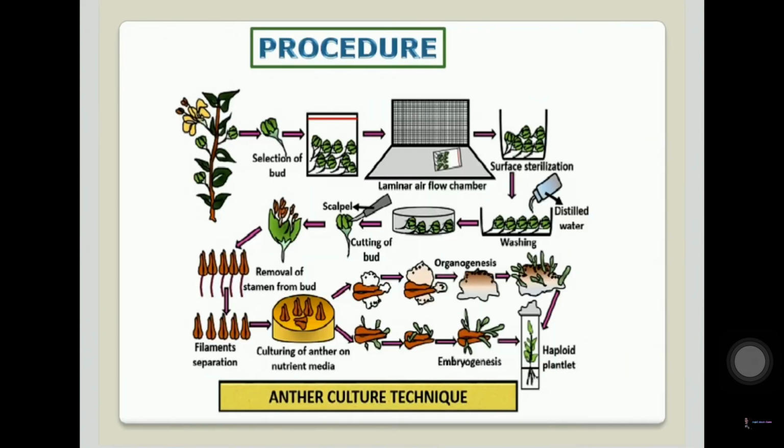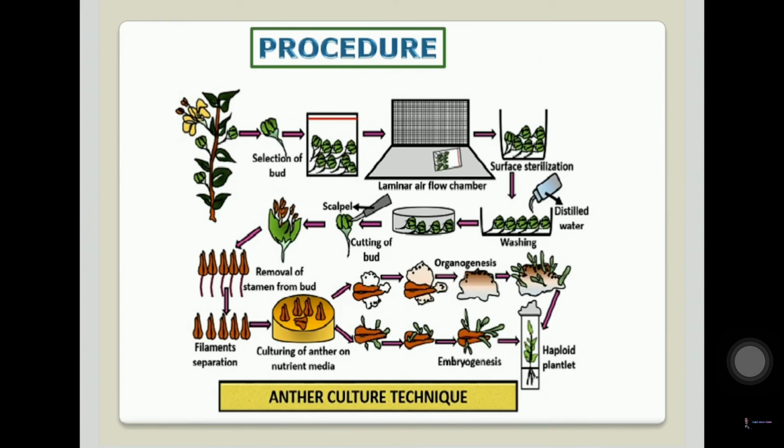Now here in this slide you can see the procedure given. In the previous slide you have already seen an introductory part of the process. Here you can see it in a more advanced form. See here, the selection of the bud from a plant has been done, and then it has been capped, and after that it is kept in the laminar airflow chamber. After that surface sterilization is done, then distilled water is added for washing, then it is separately capped, then cutting of the bud takes place, then the removal of the stamen from the bud takes place.